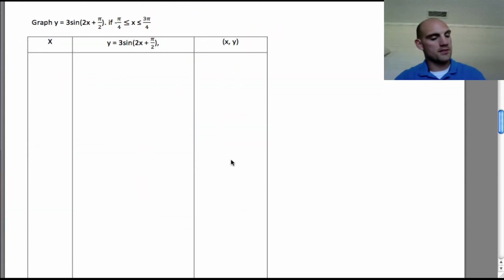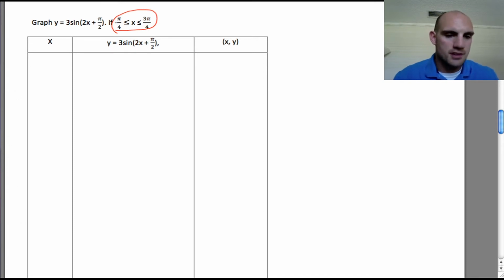This is going to be a little bit more difficult because we're going to have some different things going on. So let's be smart. We know that if we've got this 2 here, something is going to be affected by a factor of 2. Well, they've kind of helped us out here, and they've said go from negative pi over 4. So let's just start there. So negative pi over 4. Now, this is going to be y equals 3 times sine of 2 times pi over 4 plus pi over 2.